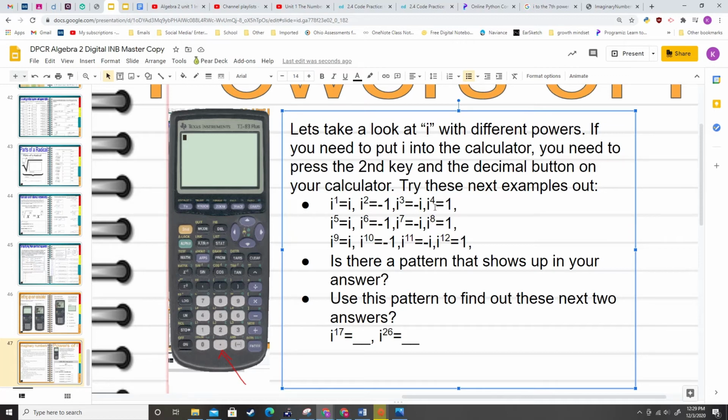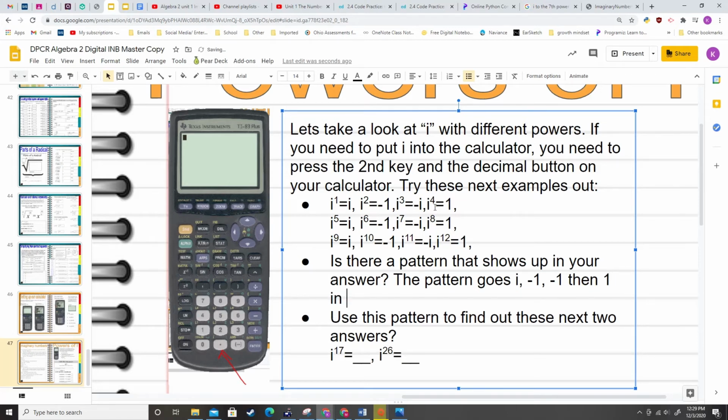So the pattern goes i, then negative 1, then negative i, and then 1, in groups of 4. So every 4 numbers, this pattern goes like this: i, negative 1, negative i, 1, and then it jumps back over here.